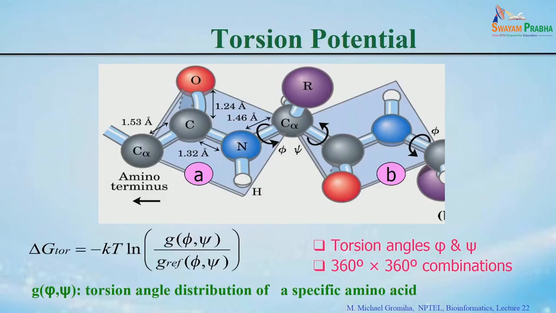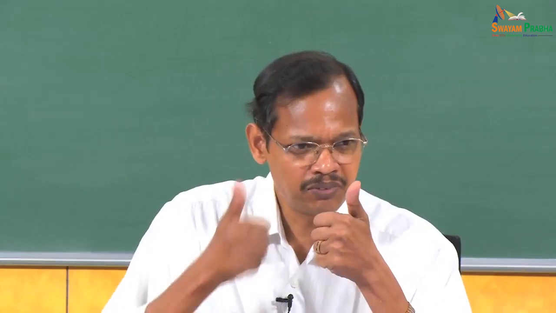The second aspect is the torsions, right. You can use the same equation, delta G torsion, equal to G of phi and psi for any reference points, and normalize with any reference point. We use various combinations and see what is the probability of having a particular conformation, compared with all random conformations. Then we convert this into potential by multiplying with minus kT logarithm of this, and you get the torsion potentials. So two different aspects: one is based on distance, one is based on torsion.